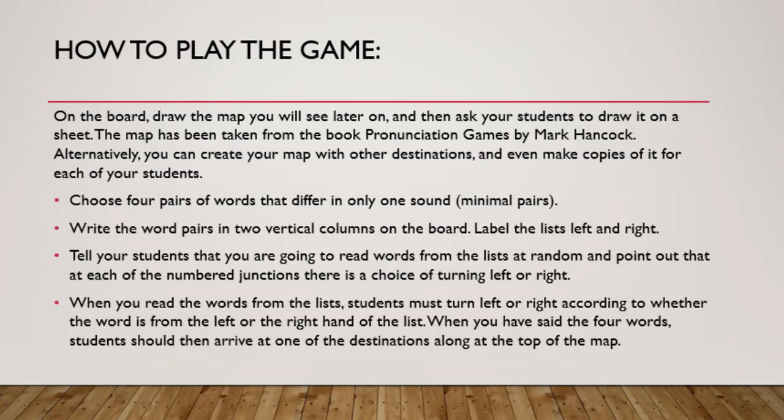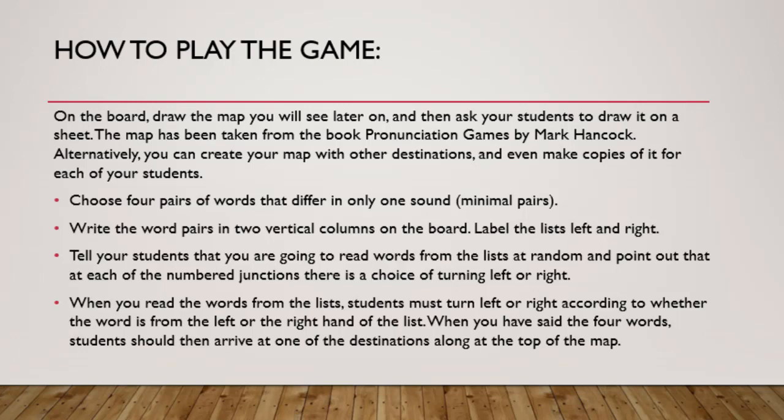Choose 4 pairs of words that differ in only one sound, also known as minimal pairs. Write the word pairs in 2 vertical columns on the board. Label the lists left and right. Tell your students that you are going to read words from the list at random and point out that at each of the number junctions there is a choice of turning left or right. When you read the words from the lists, students must turn left or right according to whether the word is from the left or the right hand of the list.